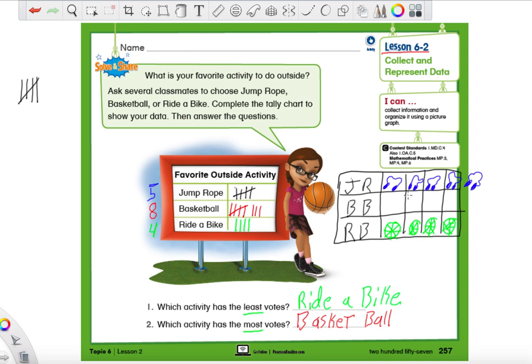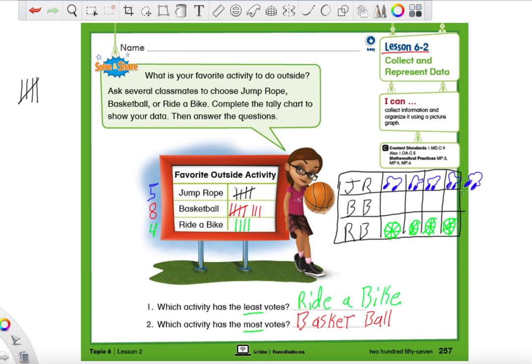Now, using this picture graph, is it a little bit easier to see which one had more votes between jumping rope and riding a bike? It kind of is, right? It just kind of pops out at you which one right away has the most votes. And between jumping rope and riding a bike, you see that there is just one more picture. So we know it had more votes.